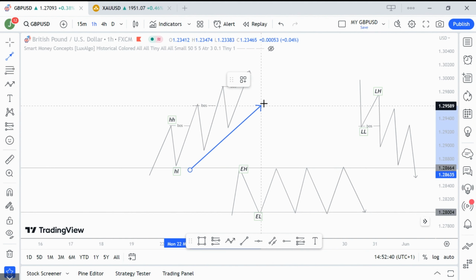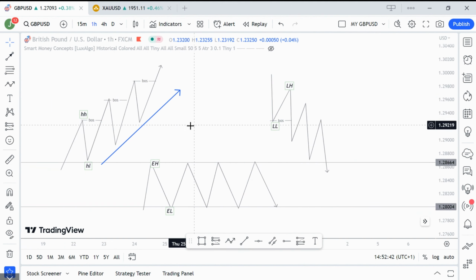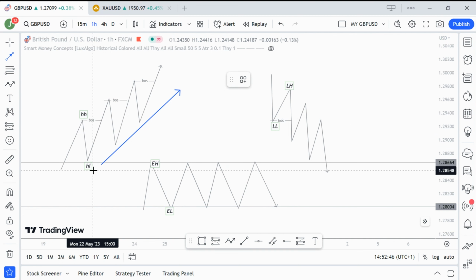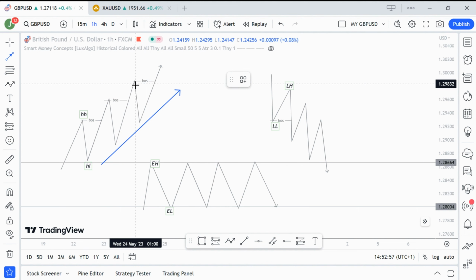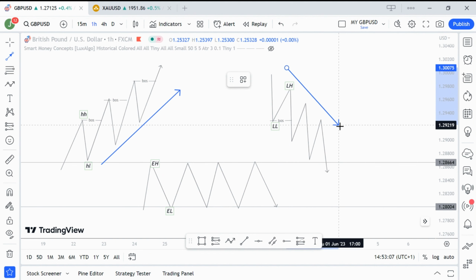Uptrend: the market trends upwards. You can say it consists of higher highs and higher lows, and there is always a break of structure to the upper side, then a reversal, a break of structure to the other side, breaking the previous high, forming a new high, coming down again, then pushing up again, another break of structure to the upper side, forming a new high.